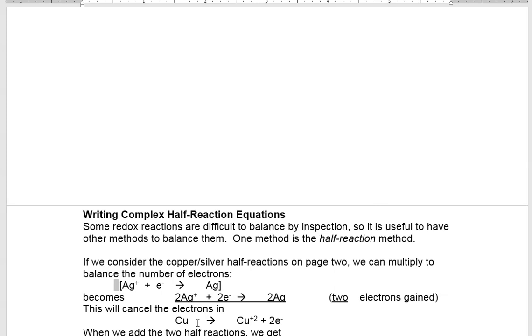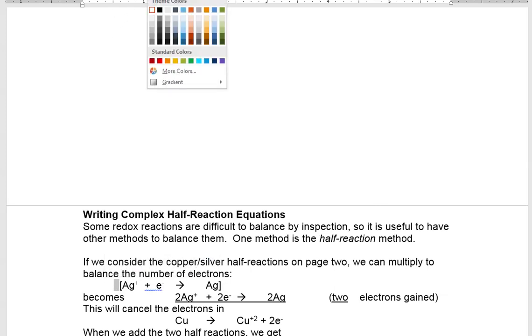So if we look at those two half reactions we had talked about on page 2, we can see that the copper has 2 electrons and the silver only has 1. So we want to multiply so that they get the same number of electrons. This is kind of like finding a common denominator when you're adding fractions. Or another way of thinking of it is it's like balancing equations, because that's what it is.